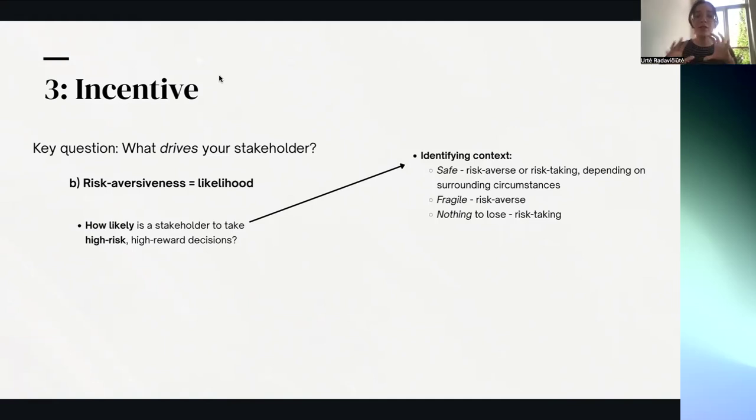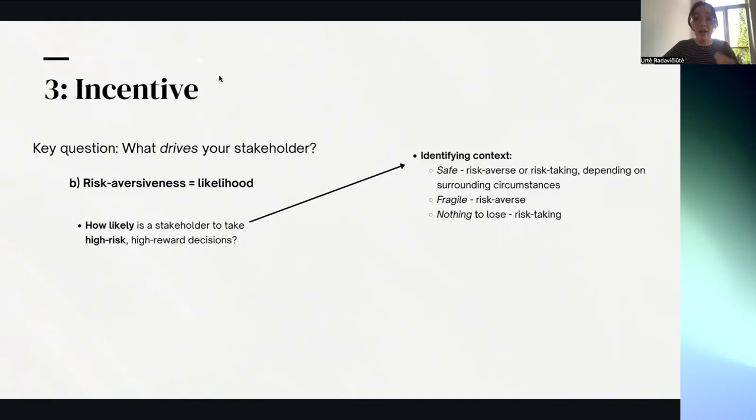If an environment is fragile, on the other hand, where you're not 100% sure what the outcome of the situation is going to be, stakeholders tend to be a little bit more risk averse. This is related to, I suppose you could talk about human nature and the fact that we really care about self-preservation and that we tend to be a little bit more careful when we have a lot to lose.